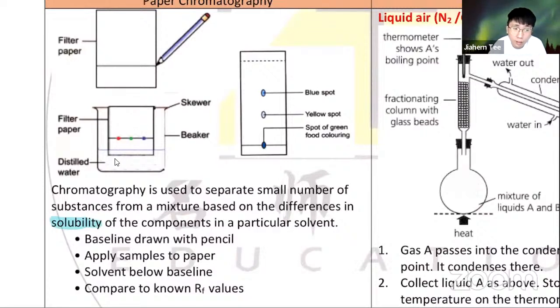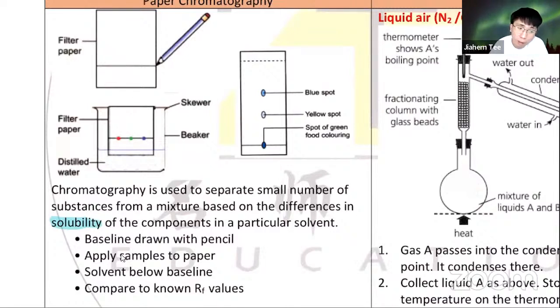Then after that, you immerse the chromatography paper into the distilled water, into the solvent. Any solvent at the bottom works, but the best is water. You should keep your distilled water or your solvent below the baseline. Don't put it over the baseline, because if you do, the soluble chemicals on the baseline will all dissolve into the water, and then you cannot get the movement of your chemicals going up. So that's why your solvent must always be below the baseline.